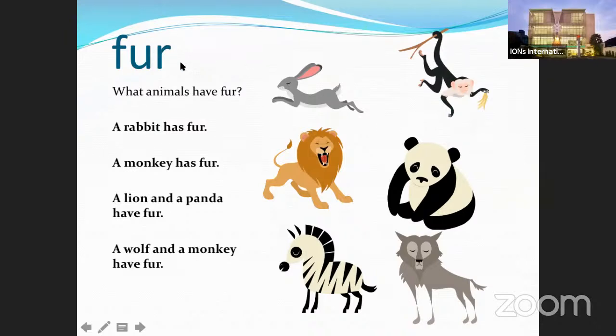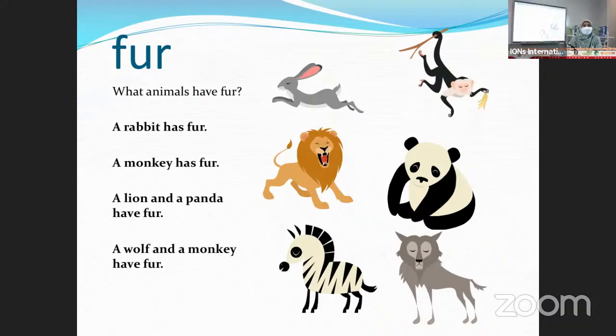The next one is fur. What animal has a fur? Fur is, dalam bahasa Indonesia, seperti rambut-rambut. Which animal? Does fish has a fur? No. Fish doesn't have something like hair. So how about rabbit? Yes. And how about a monkey? Yes. Monkey has a fur.